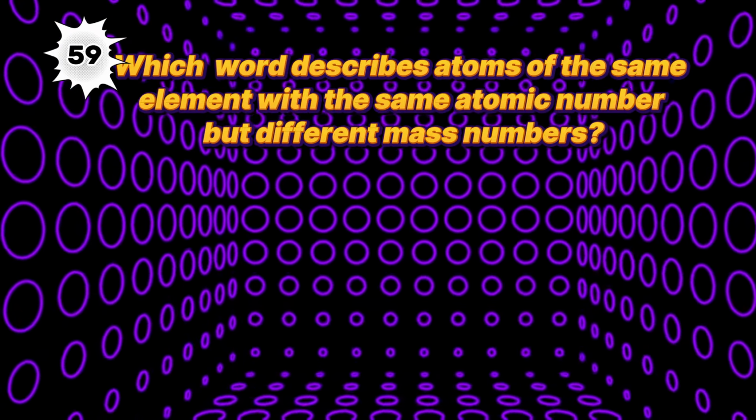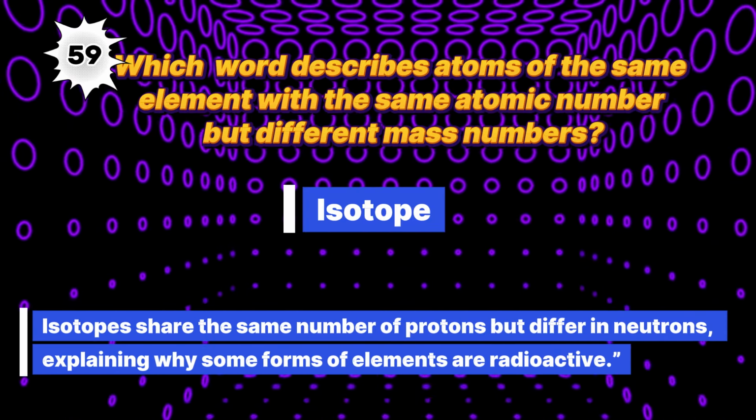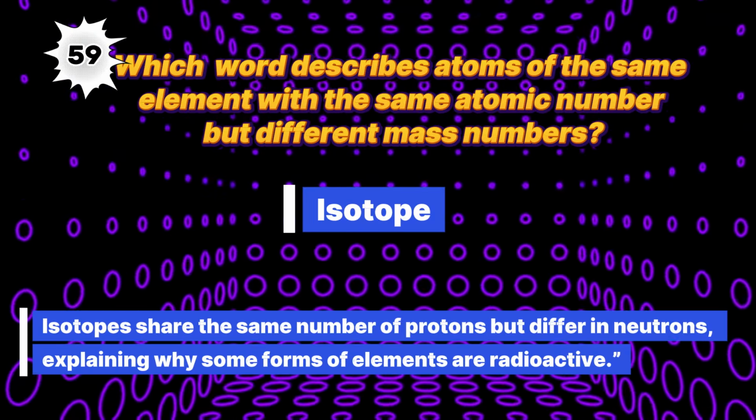And the right answer is isotope. Isotopes share the same number of protons but differ in neutrons, explaining why some forms of elements are radioactive.